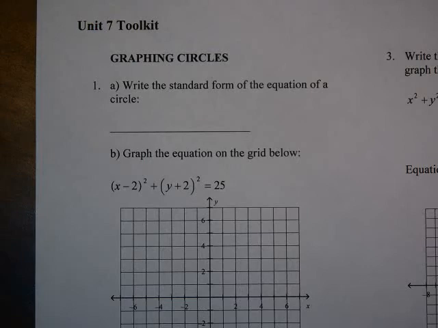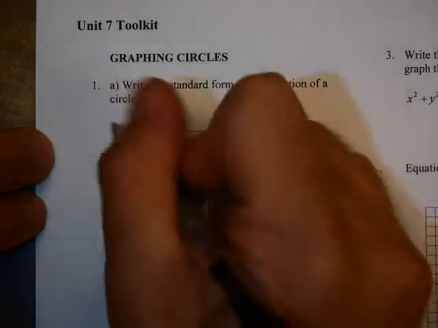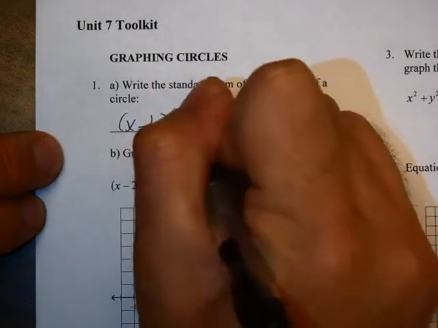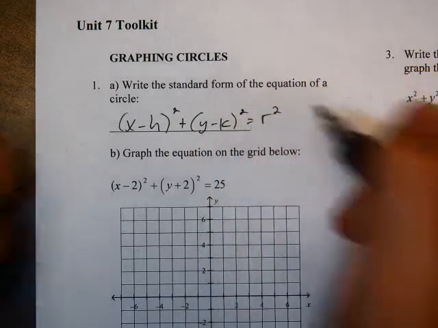This is the Unit 7 toolkit for Lucerna. I'm going to go over the graphing circles section of the toolkit here in this video, numbers 1, 2, 3, and 4. Number 1a, they ask us to write the standard form of the equation of a circle, which is (x − h)² + (y − k)² = r².